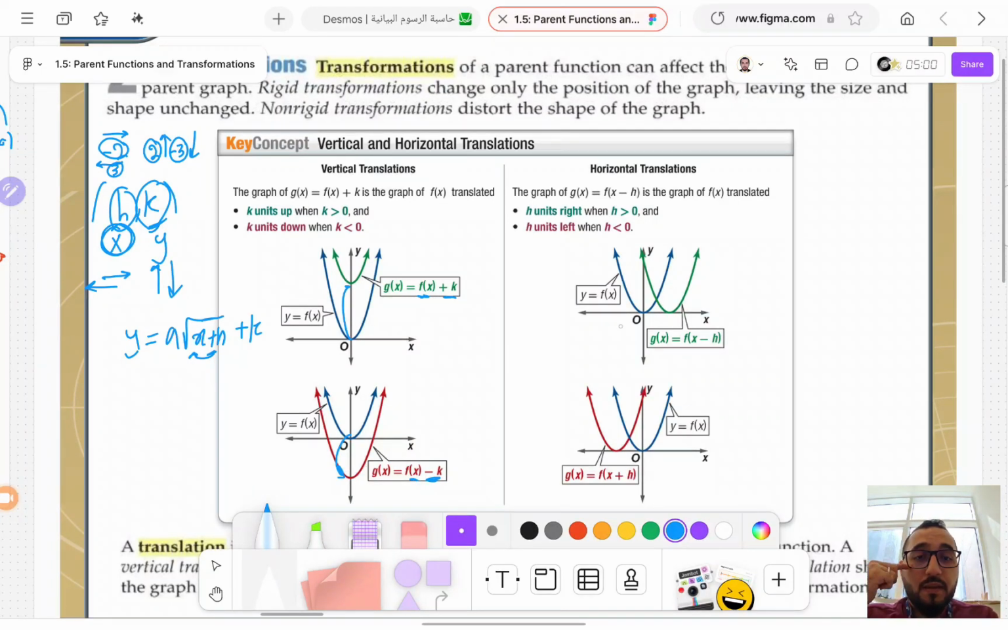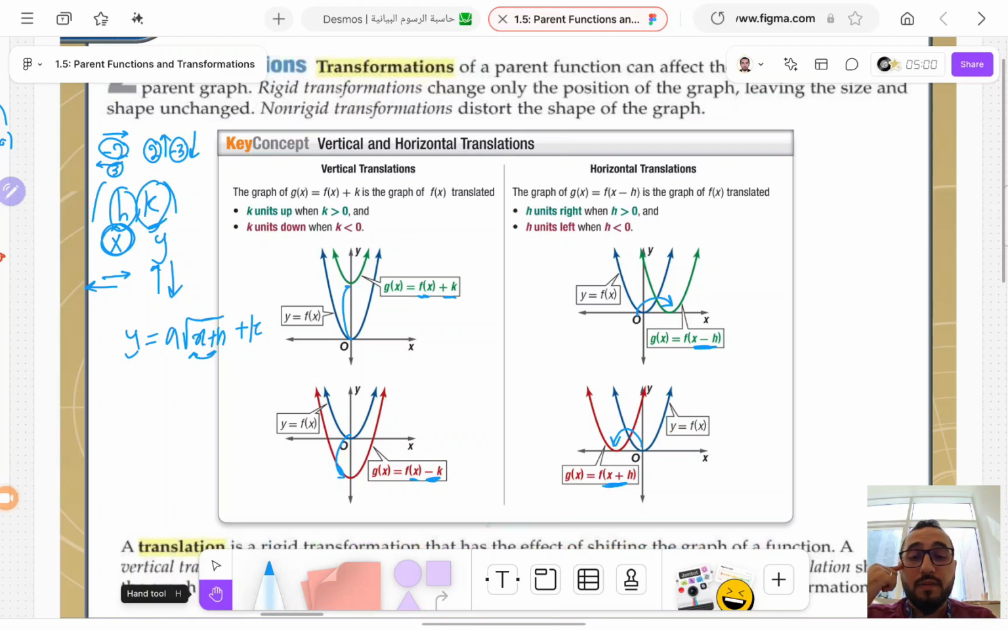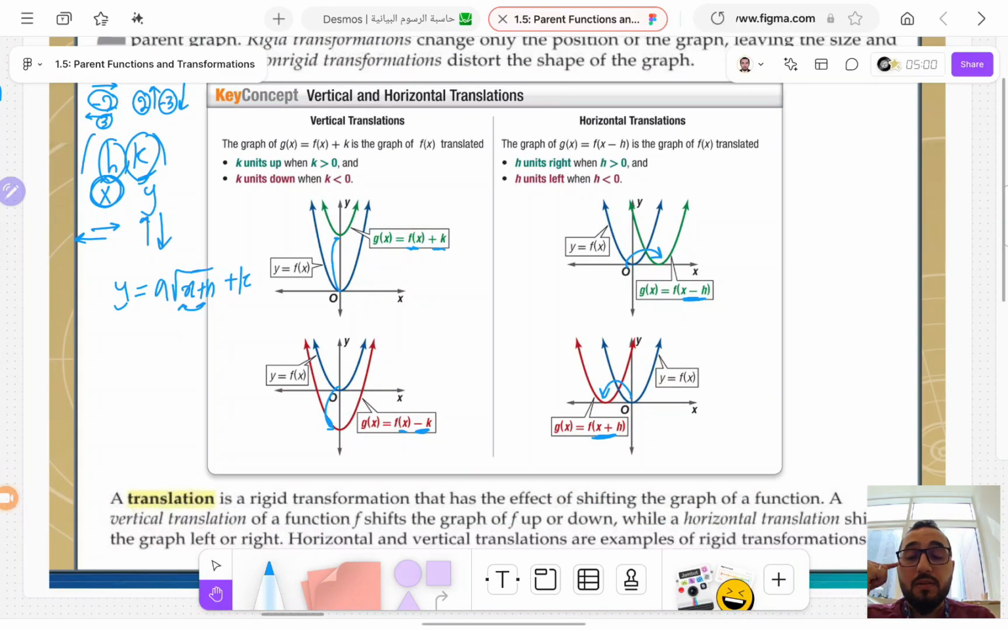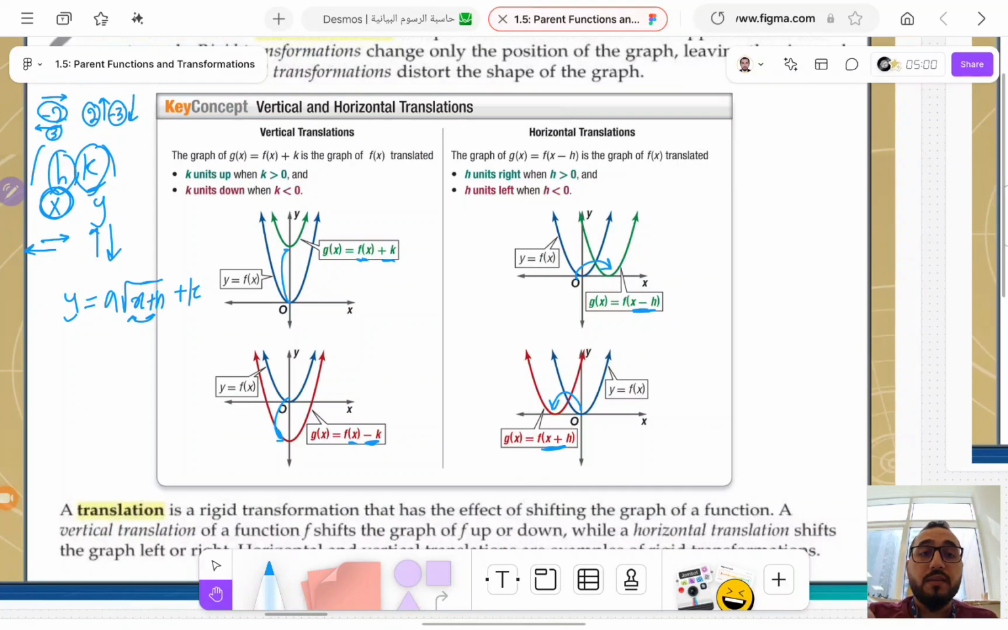Here it's the same thing: x is minusing h, so that means we're going to the right, because it's always the opposite side. And x is adding h, so we start translating to the left. So this is the difference between translation h and k.